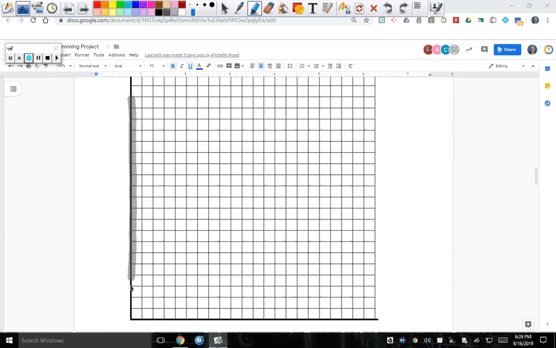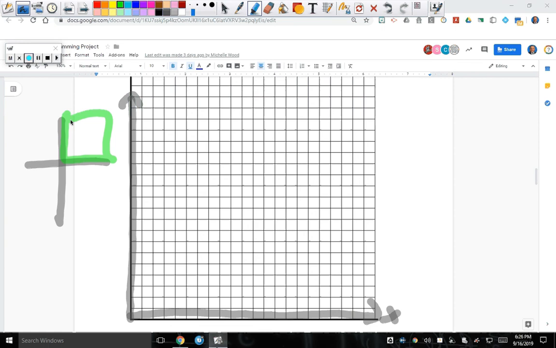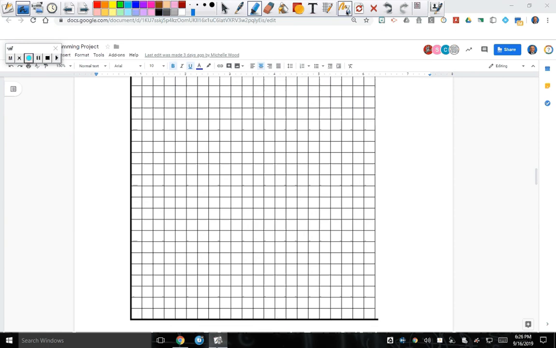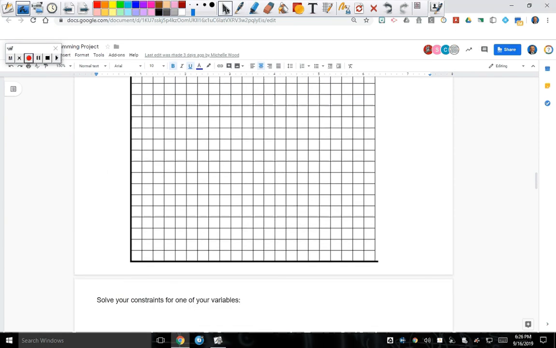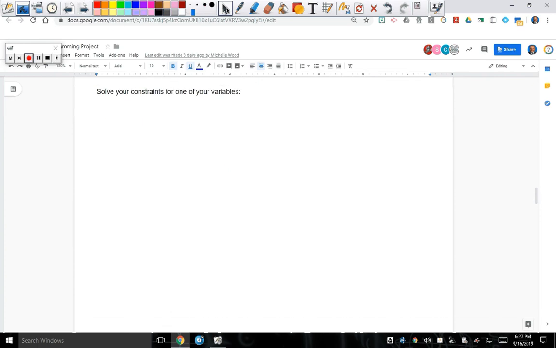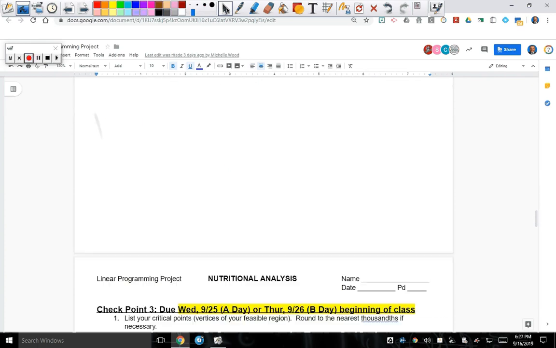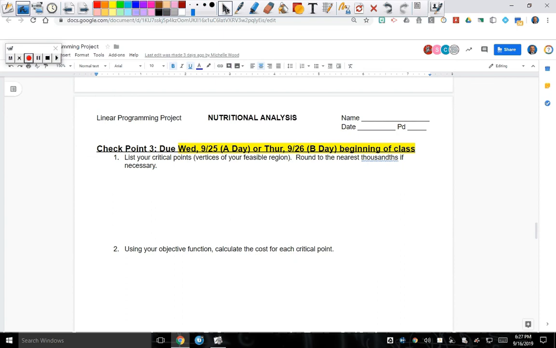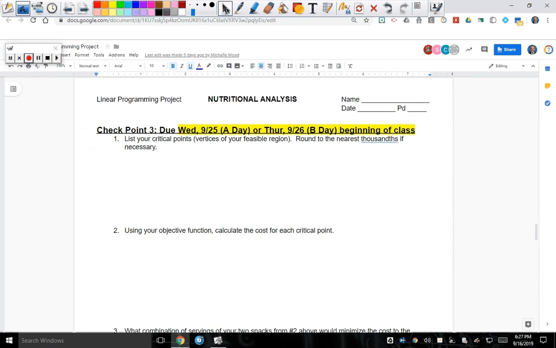Right here, this is the Y axis, this is the X axis. So we're only talking about the upper right hand corner of a normal graph. We're talking about drawing all that right here. And then solve your constraints for one of your variables. This is where all the work would go on the back. Then you come over here to checkpoint 3, due next Wednesday or Thursday, depending on what day you have, at the beginning of class.